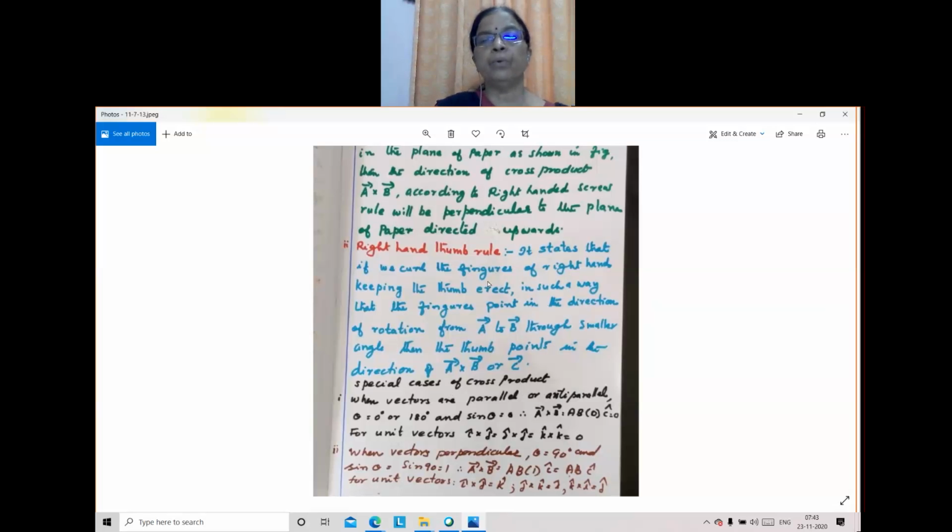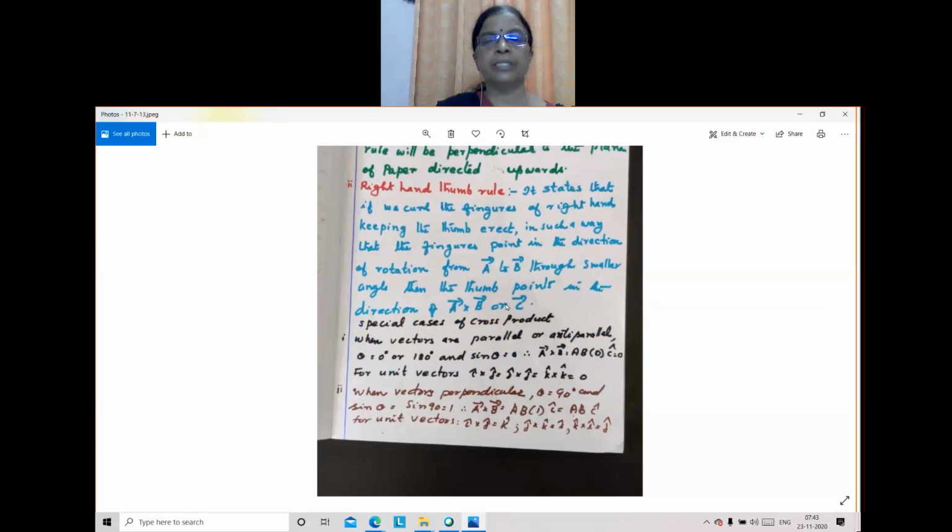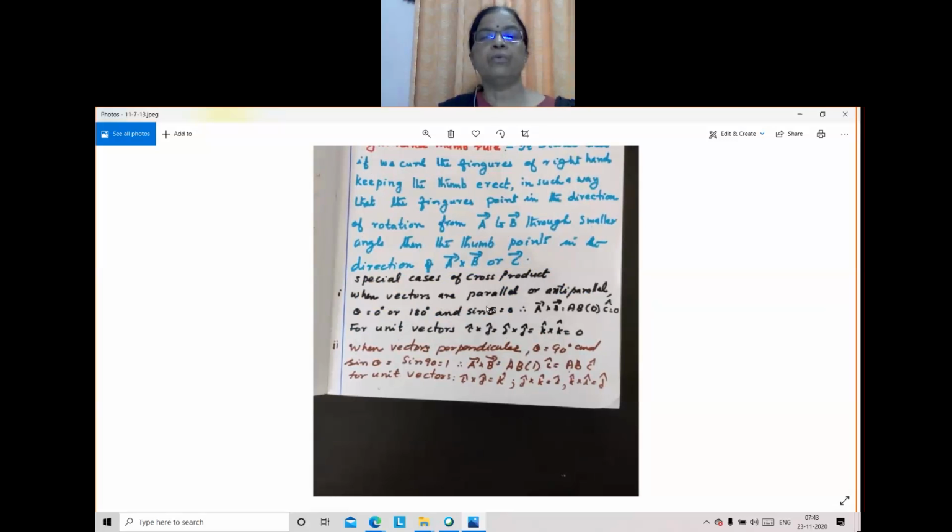Right hand thumb rule. It states that if we curl the fingers of the right hand, keeping the thumb erect in such a way that fingers point in the direction of rotation from A to B through the smaller angle, then the thumb points in the direction of A cross B. Statement പഠിക്കാം. When two vectors are parallel or anti-parallel, രണ്ട് വെക്ടർ പാരലൽ ആണെന്ന് വിചാരിക്കുക, അതല്ലെങ്കിൽ ആന്റി പാരലൽ ആണെന്ന് വിചാരിക്കുക.